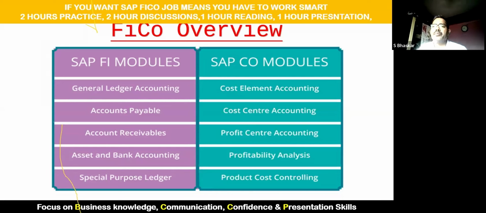So, the SAP CO module. Whenever you're expecting some hikes, the organization needs to know what you did throughout the year, and because of you, how much revenue was created for the organization. If you're creating revenue for your organization, definitely the company is going to give you a hike. If you're not giving revenue to your organization, they're not going to provide any hikes.